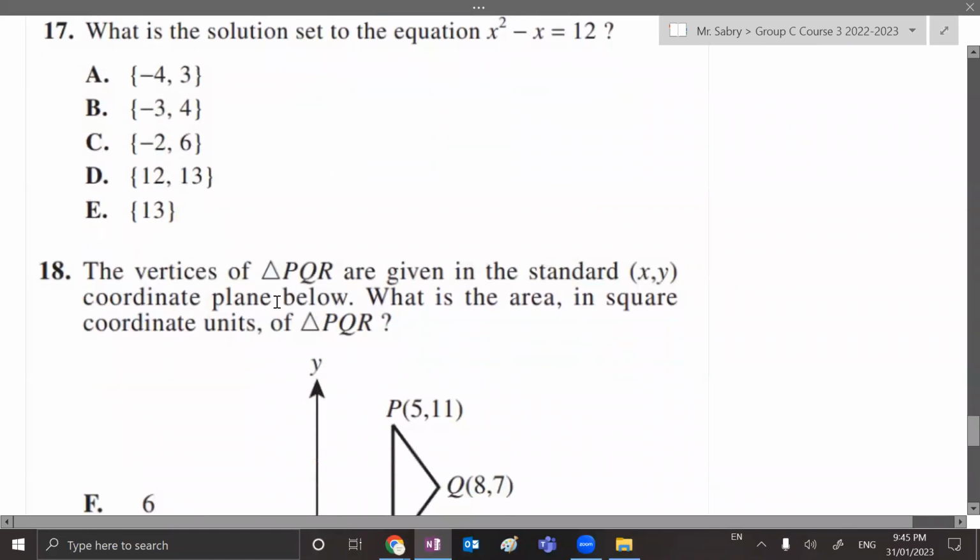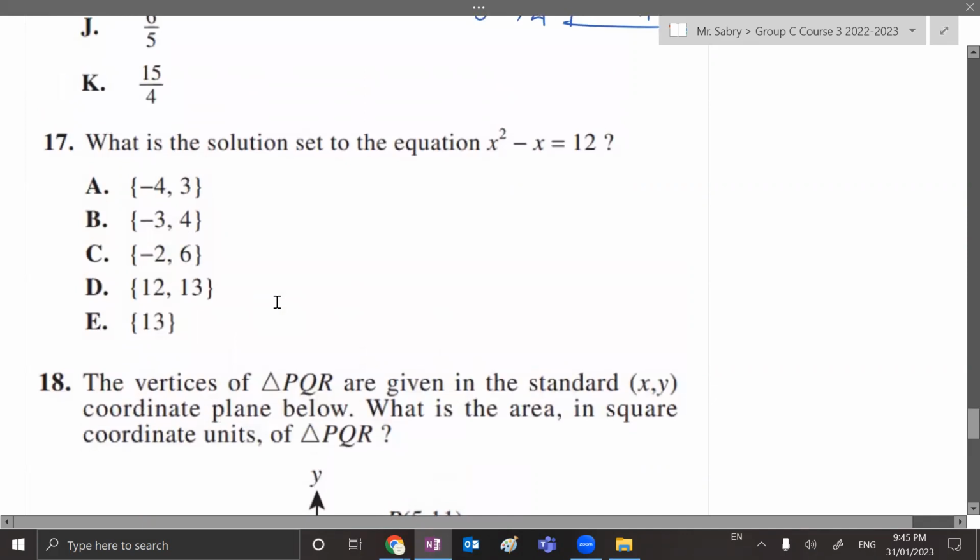It says, what is the solution to the equation x squared minus x equals 12? We said before, whenever we have x squared and x to the power 1, we move everything to one side and make it equal to 0. So I'll move the 12 to the other side. This is then a quadratic equation which could be easily solved using mode 5-3, or just by recognizing two numbers which multiplied will get me 12, and added or subtracted would give me 1.